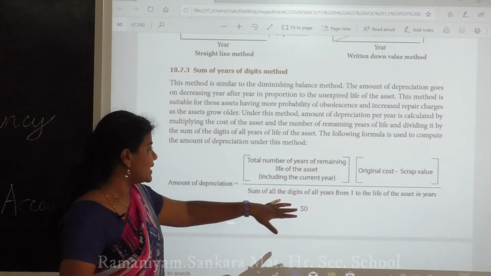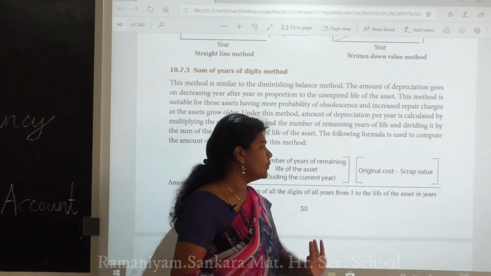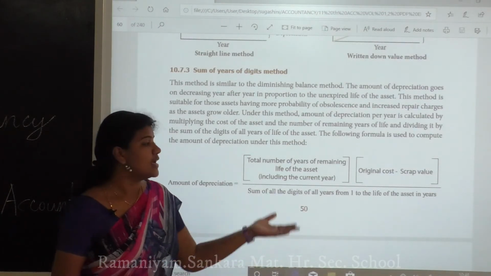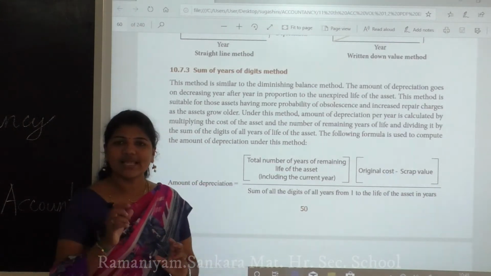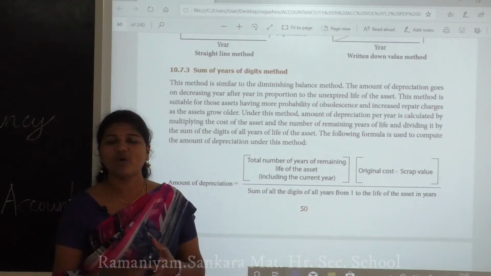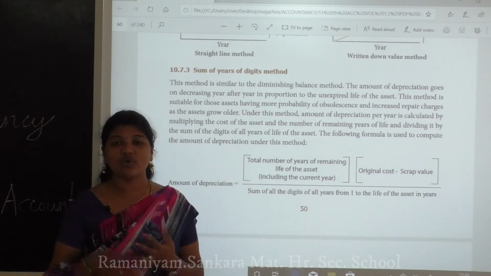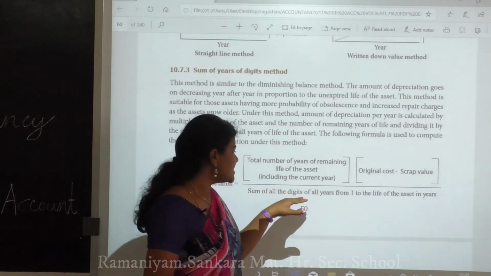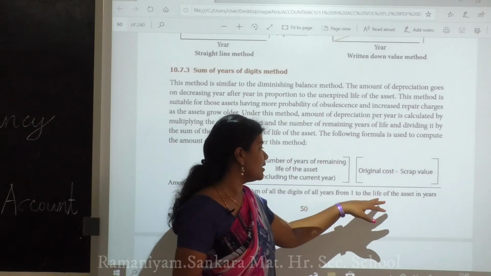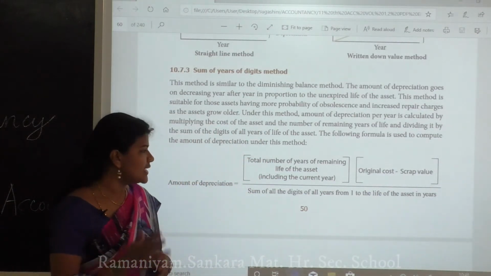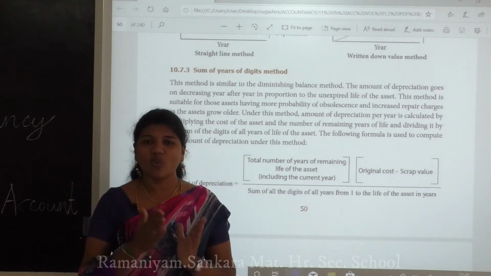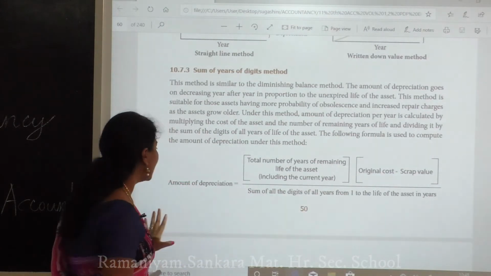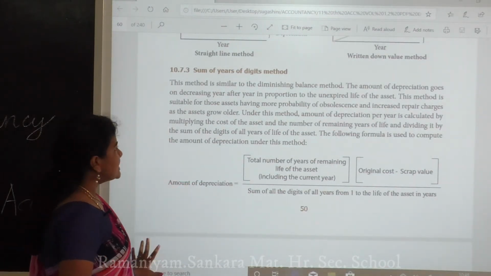Next one is the original cost minus scrap value. Original cost, like the 10 lakh we spent buying the machinery, that is the original cost. The scrap value means we have to fix that value, whatever amount is depreciated year by year, 5,000 or 10,000, that value we have to put there. Next, divided by the sum of all the digits of all the years, 1 to the life of the asset in years, like 1 to 10, up to 7 years, up to 9 years, whatever it is, you have to calculate it. Okay, so this is the sum of the years of digits method.